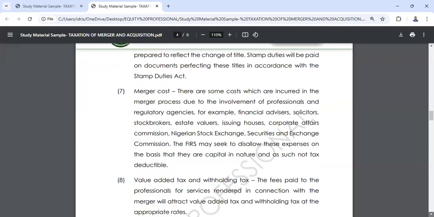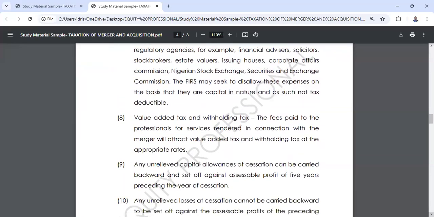Another tax implication is that the professional fee paid to professionals in connection with the merger will attract value-added tax and withholding tax. It will attract value-added tax and what? And withholding tax.